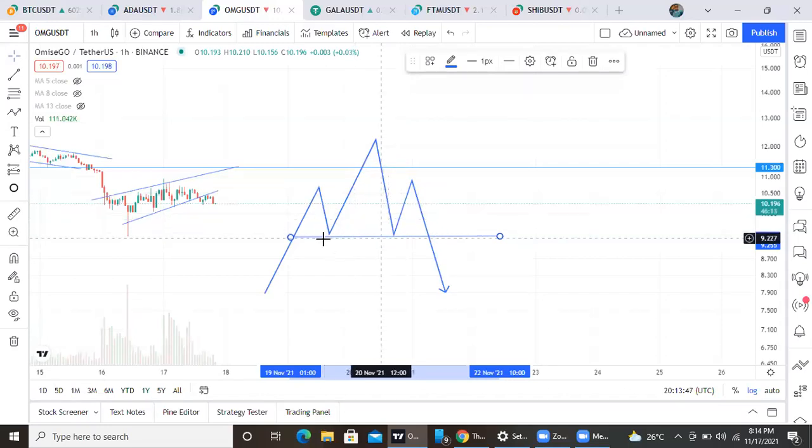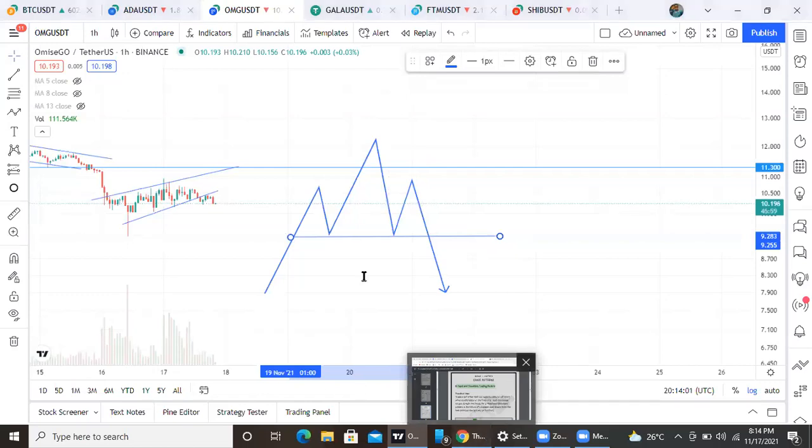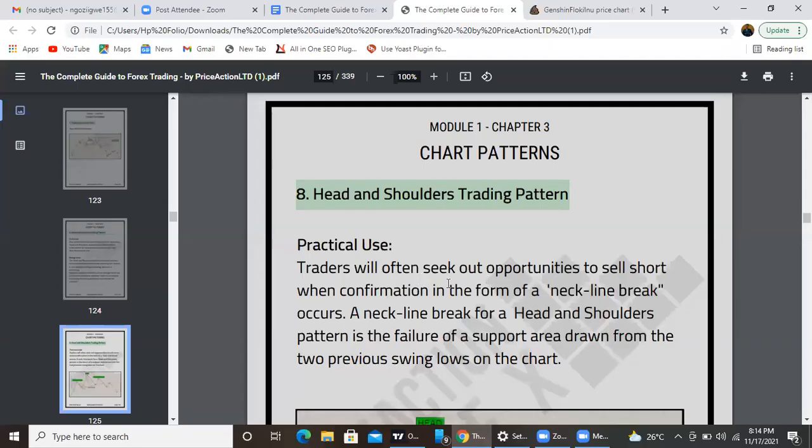So they say the neckline break is when you draw a neckline, connecting these two lows, which is support. So when this breaks, you call it a neckline break. That's why we often seek out opportunities to sell short when confirmation comes in the form of a neckline break. Of course, a neckline break for a head and shoulders pattern is the failure of the support area drawn. So when that support couldn't hold the market anymore, it broke.